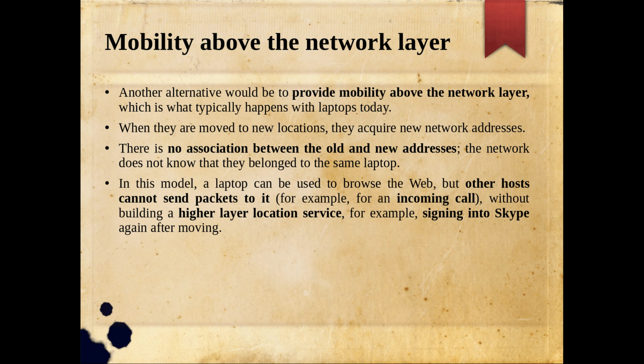So in this model, a laptop can be used to browse the web, but other hosts cannot send packets to it. As the device is moving from one location to a different location, it can acquire a new IP address, and accordingly it can send information to others. That will work fine. But what about receiving information from others? Because for others, they have to update their destination address to be this new one, because the old one is lost, and there is no relation between the old one and the new address, of course.